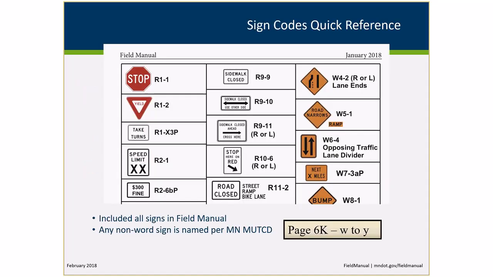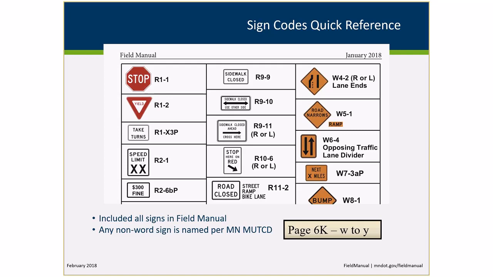The sign codes quick reference is a great chart we had initiated in the last field manual where we tried to put more common signs in there so people could know, I need W5-1s, and you'd be able to see what the sign code actually is depending upon the type of sign that you need. We decided to make sure that the field manual included all the sign codes that would be in the field manual, so we added a lot more in here.